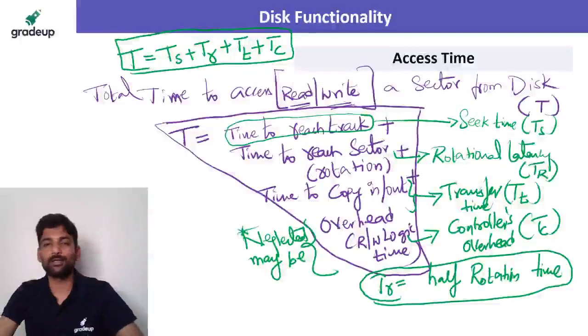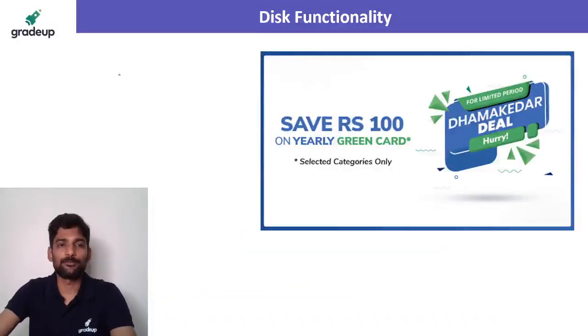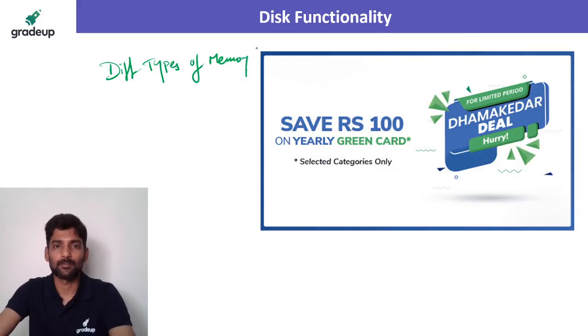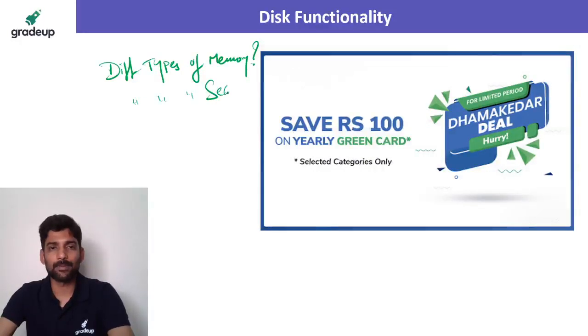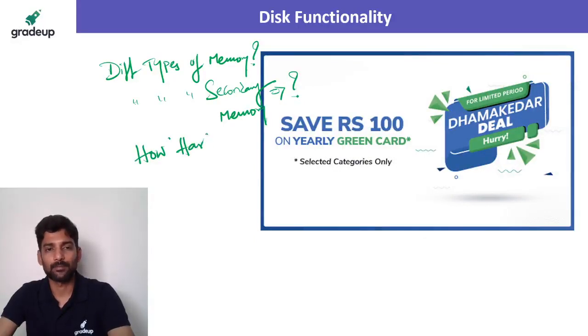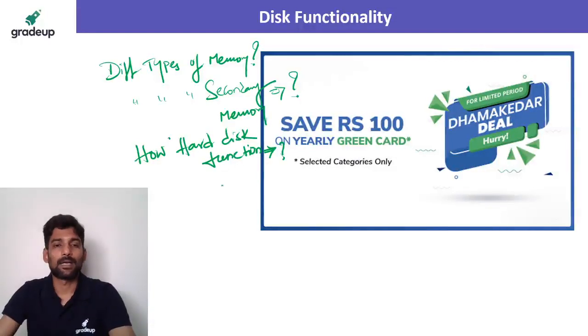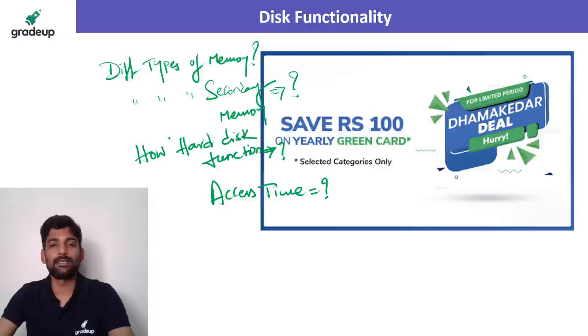So today we tried to understand what the different types of memory are, and what the different types of secondary memory are. And then we tried to understand how a hard disk works, and then what access time is. So today we tried understanding these four parameters, guys, right?